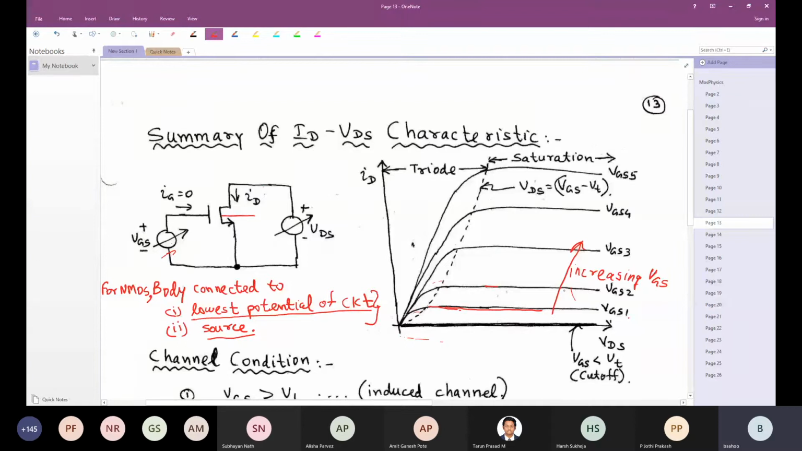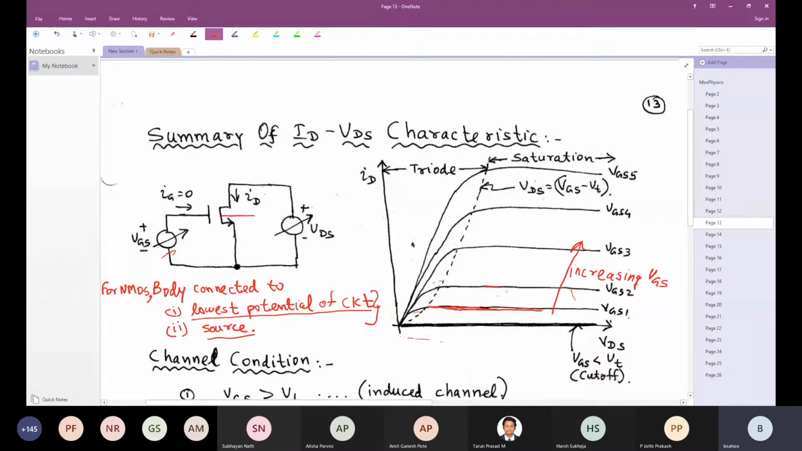Then as I keep increasing VGS, the current is going to keep on increasing, and once it hits saturation, it will stay constant at that point. Now this dotted line is the boundary between triode and saturation, and this dotted line will follow VDS equal to VGS minus VTH, and this will follow a parabolic curve at that point. So I would ask you later on to probably prove why this is like this.